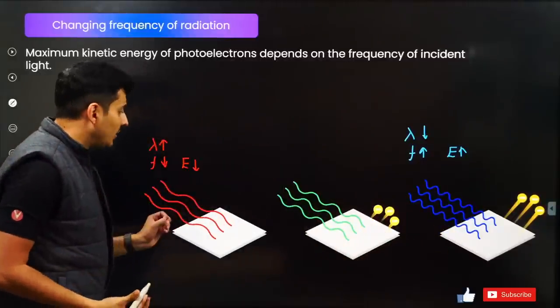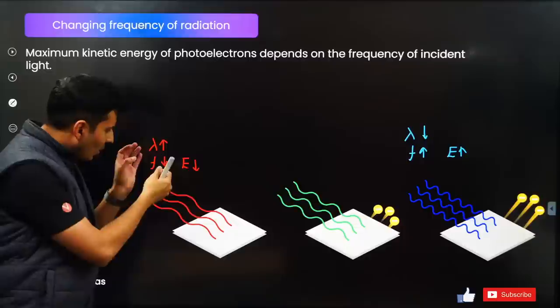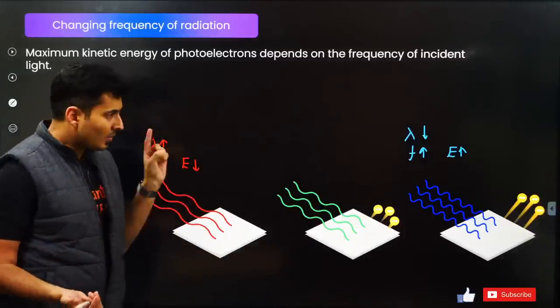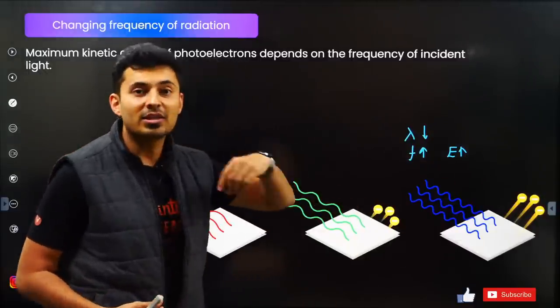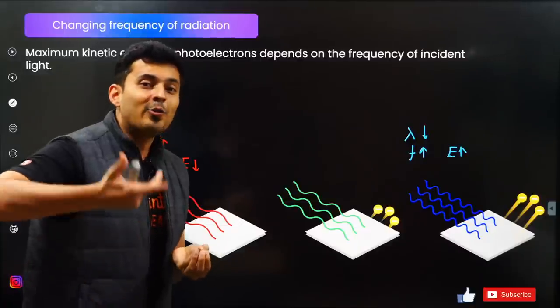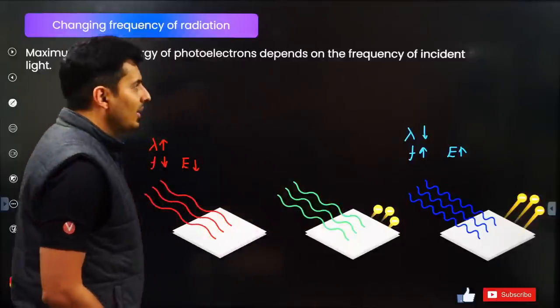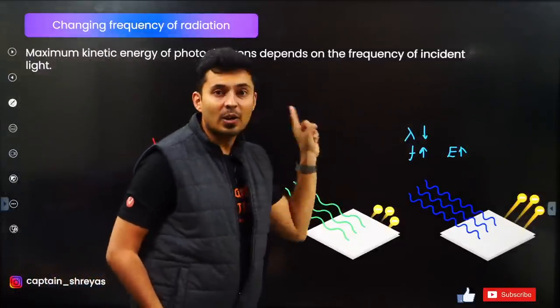Because of that, what happens? If you are using longer wavelengths or lower energy, the chances of electrons coming out are also less. But if you use higher energy or short wavelength, then the chances of electrons coming out are obviously more, but also the electrons coming out are of higher energy. Because you are giving more energy, the electrons will also come out with higher energy. So obviously the kinetic energy of the electron depends on the frequency of the light.